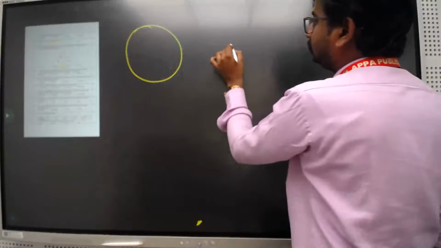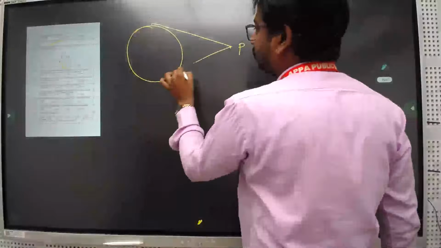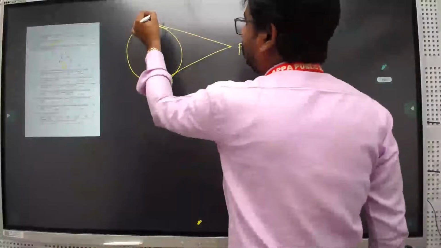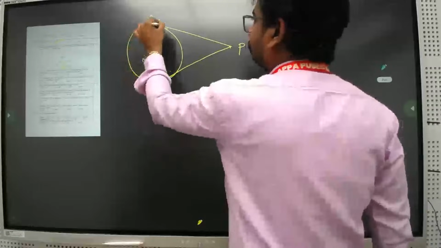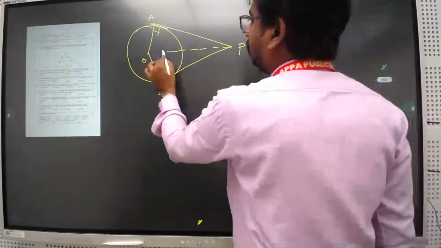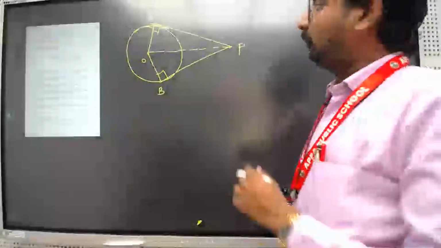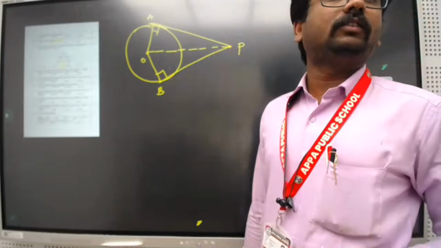A circle, external point P, tangents will be AB. If I take the center O, OA, OB, by construction join OP. Which type of triangle are you seeing in this figure? Then you will prove it by RHS rule only.